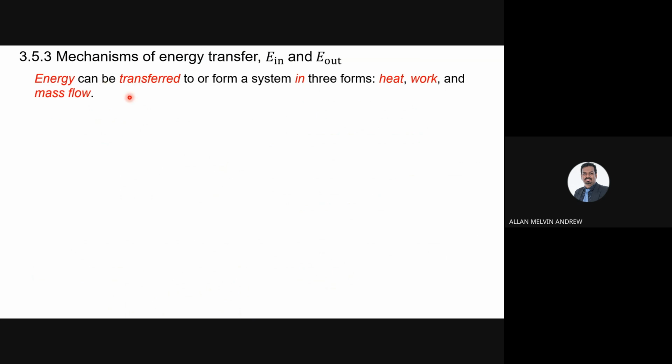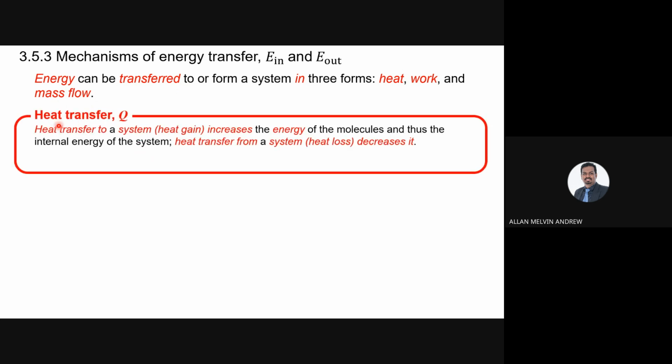Okay, the mechanism of energy transfer, so E in and E out. Energy can be transferred in the form of heat, work, and mass flow. Generally it can be in three forms: heat, work, and mass flow. But for a closed system, there is no mass flow, so only heat and work. So what is heat transfer Q? Heat transfer to a system, heat gain, increases the energy of the molecules and thus the internal energy of the system. Heat transfer from the system, heat loss, decreases it.